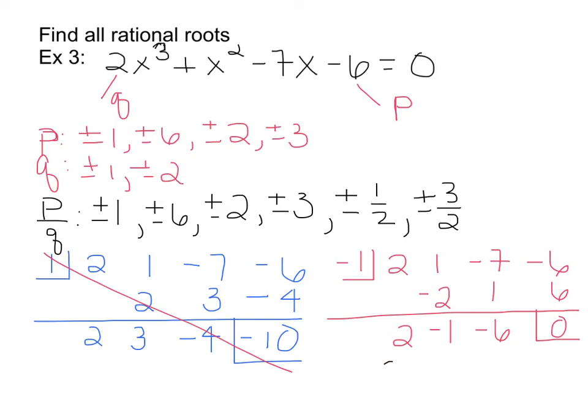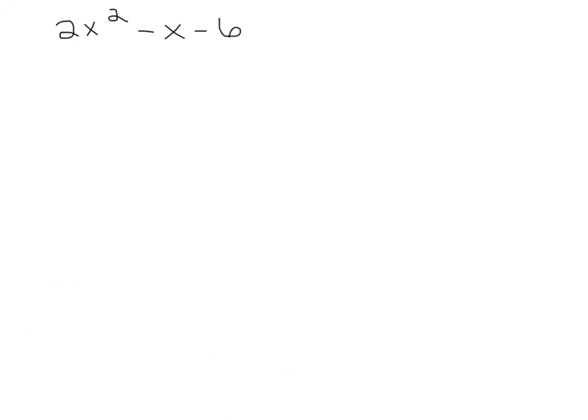Okay, and now I'm left with 2x squared minus x minus 6, because remember it's 1 degree less than we started with. So you could factor this, you could do synthetic division all over again, or you could do the quadratic formula since it's x squared. So I'm going to try to factor this because factoring is always the fastest way. It may not work, again, I don't know, but I'm going to at least try.